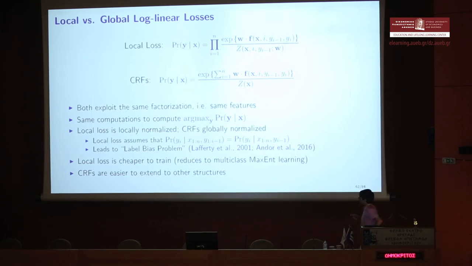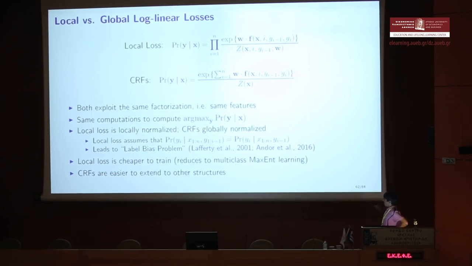So both exploit the same factorization and the same features. It's not that one is more expressive than the other. Both compute predictions in the same way, okay? The difference is that the local loss is locally normalized, okay? The distribution is normalized at each position. Each position we have a distribution, while the CRFs are not that.